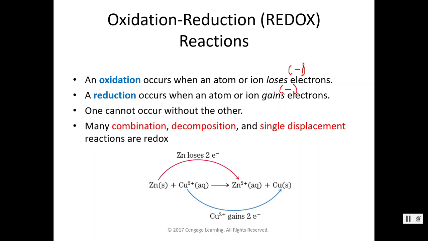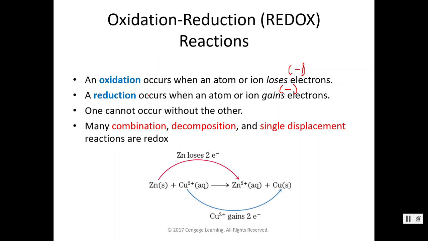But different species in a redox reaction either gain or lose electrons. The species that loses electrons in a reaction is oxidized. Conversely, the species that gains electrons is reduced. So those are the definitions of oxidation and reduction. When you combine them together in a chemical reaction, you get a redox reaction.